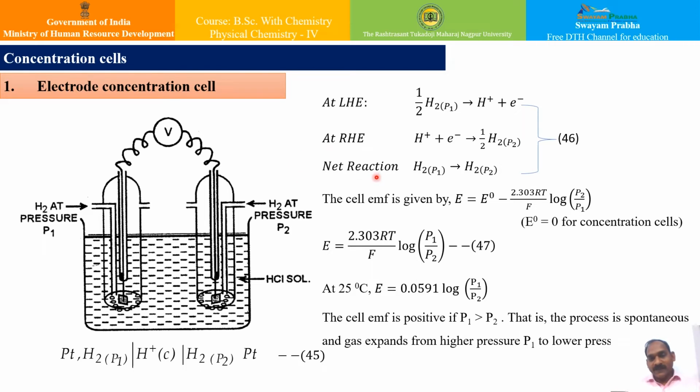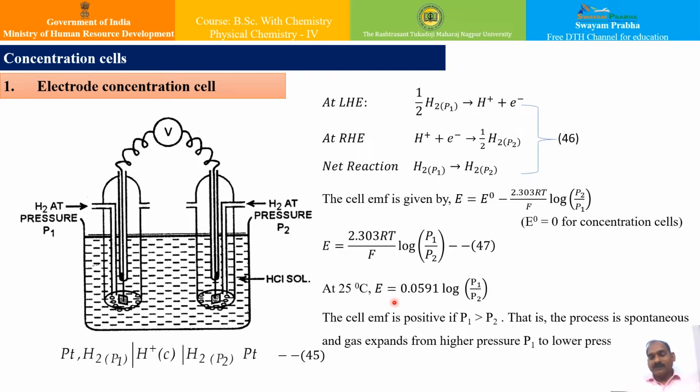And therefore the cell EMF will be given by E is equal to E standard minus 2.303 RT upon 2F log of P2 upon P1. You can take over here nF. So E standard, that is the EMF of the standard cell, for a concentration cell is 0. This we know, and therefore E is equal to 2.303 RT upon 2F into log of P1 upon P2. Straight away I can calculate if I know this. A little simplification will give me this kind of expression.